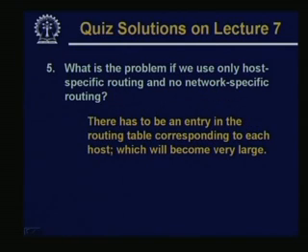What is the problem if we use only host specific routing and no network specific routing? The problem is that there has to be an entry in the routing table corresponding to each host, which can become very big. The routing table can become very large. That is why we have to go for network specific routing, because in host specific routing, if there are 1000 hosts, then the routing table has to contain 1000 entries.